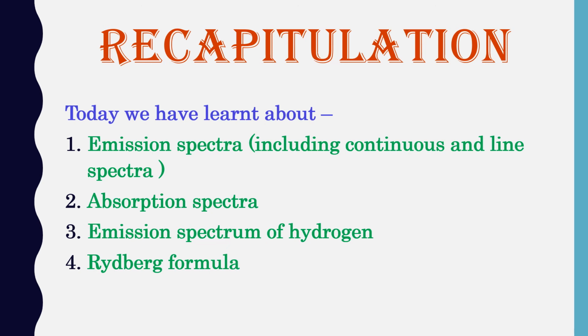Today we have discussed emission spectrum and absorption spectrum. We have also discussed the atomic spectrum of hydrogen, including the different series and their regions. And we have also discussed the Rydberg formula for calculating the wave number or wavelength of the corresponding light.